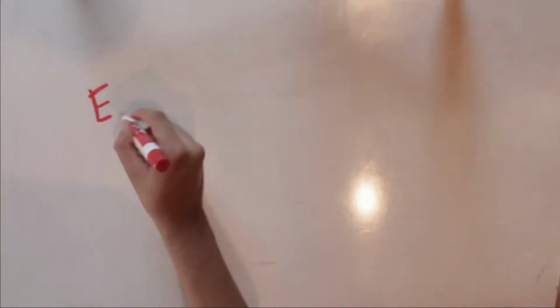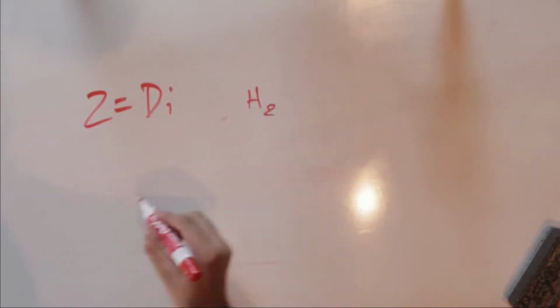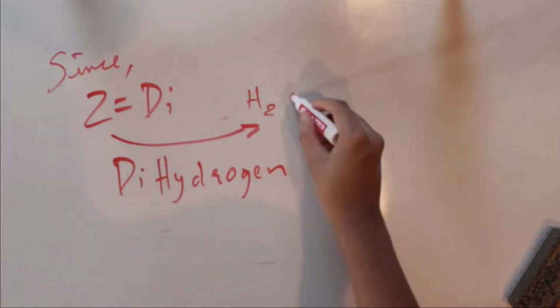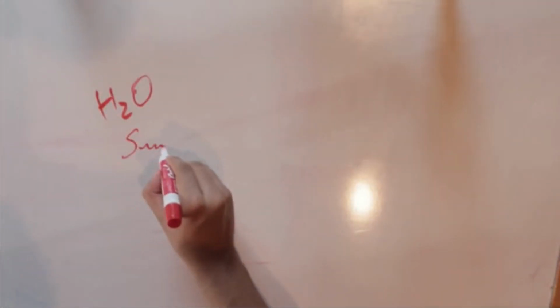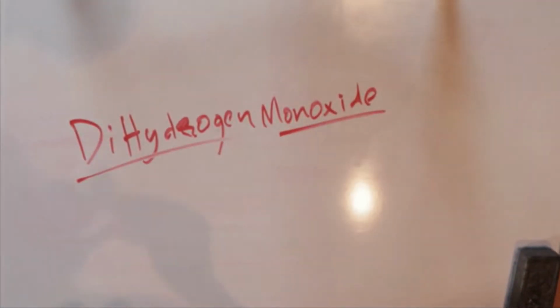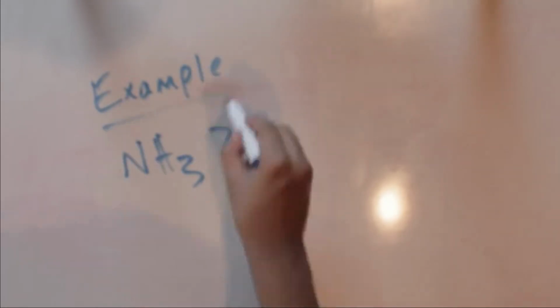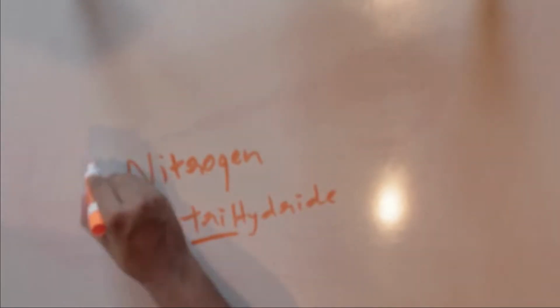Now let's look at an example. Water. Water has the chemical formula of H2O. When we were naming this, we noticed that there are 2 hydrogen atoms per molecule, therefore we must use the prefix di. Now that we only have 1 oxygen, we have to use the prefix mono. Now when we combine them, we get dihydrogen monoxide. Now try naming NH3. The correct answer is nitrogen trihydride.